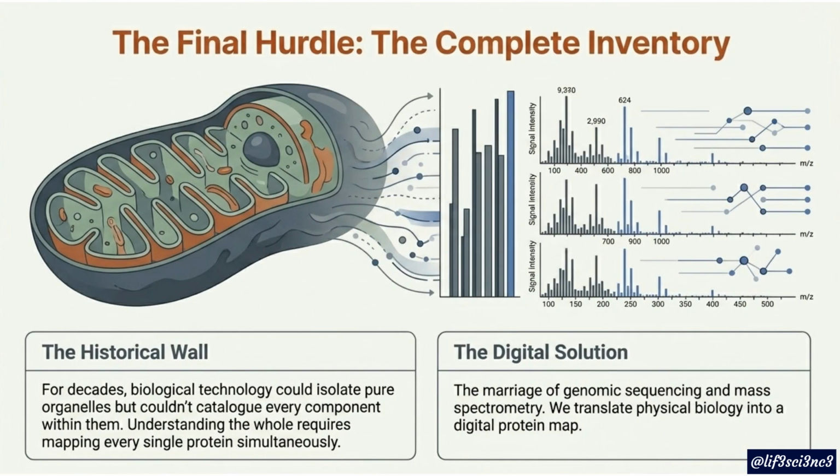The final hurdle is obtaining a complete inventory. Historically, technology could isolate organelles but not catalog every component. The digital solution, digital proteomics, uses mass spectrometry to map every protein simultaneously.